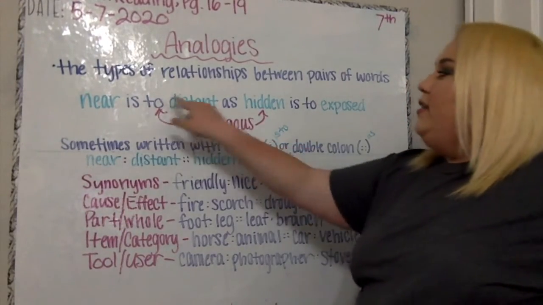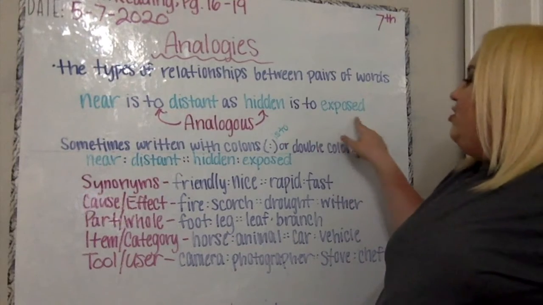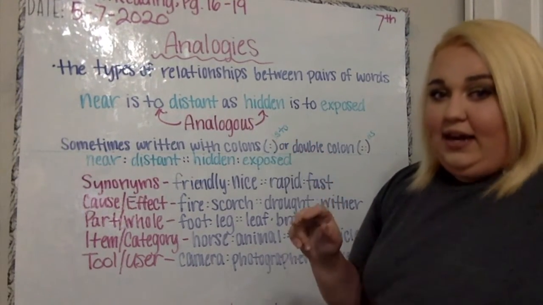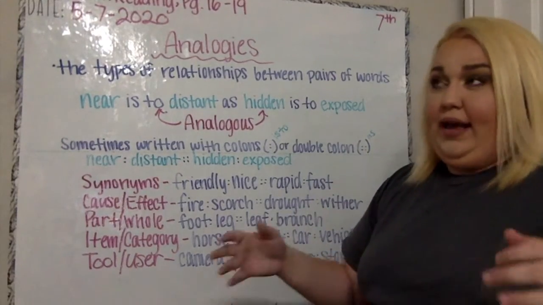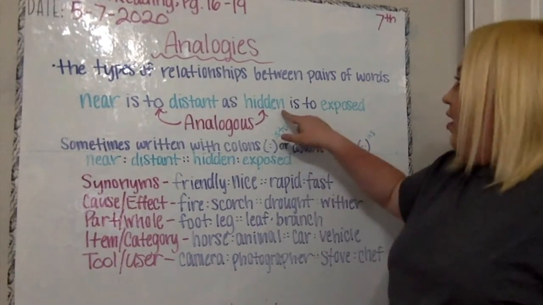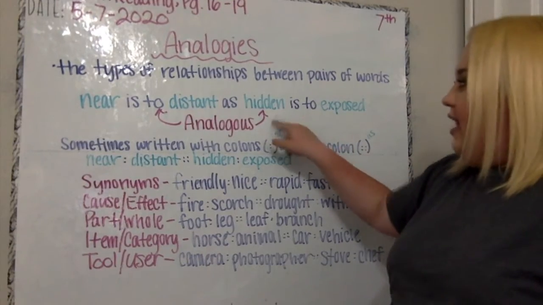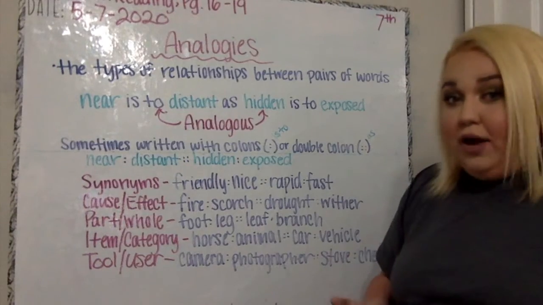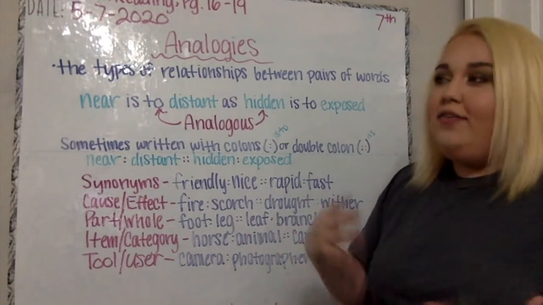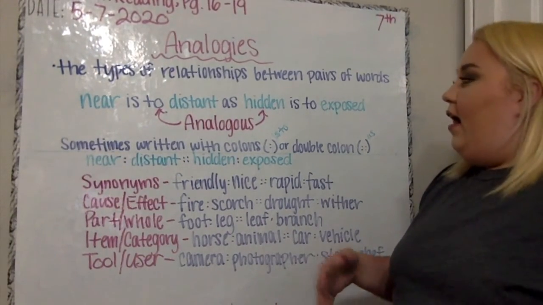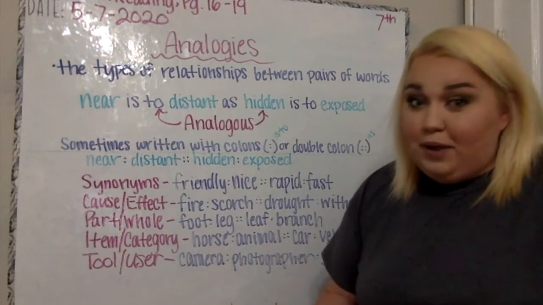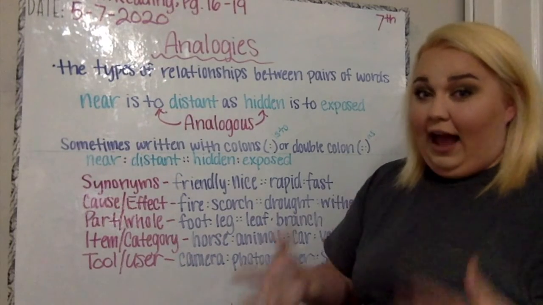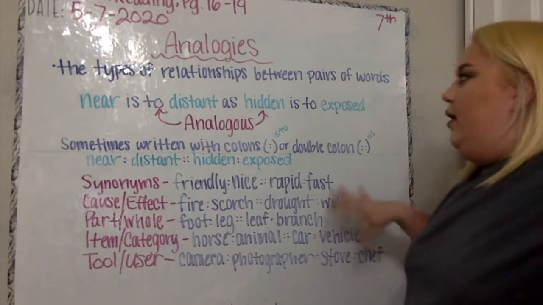Now when it says near is to distant as hidden is to exposed, they're comparing these two, right? They're saying they're different in the same ways, or similar in the same ways. So hidden is to exposed. If something's hidden, it's put away, it's not out in the open. If something's exposed, it's out in the open. Like if someone says, I'm going to expose you, that means that they're going to put all of your information out there in the open, right?